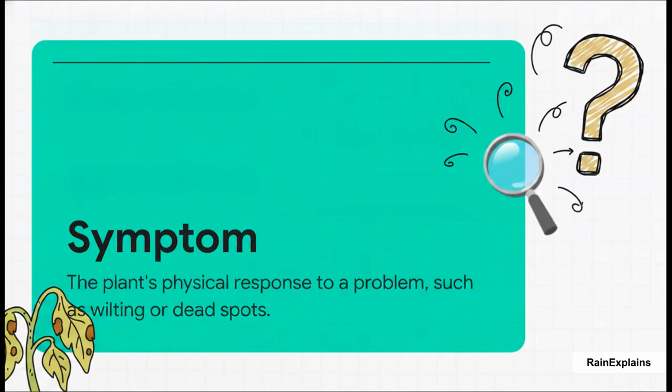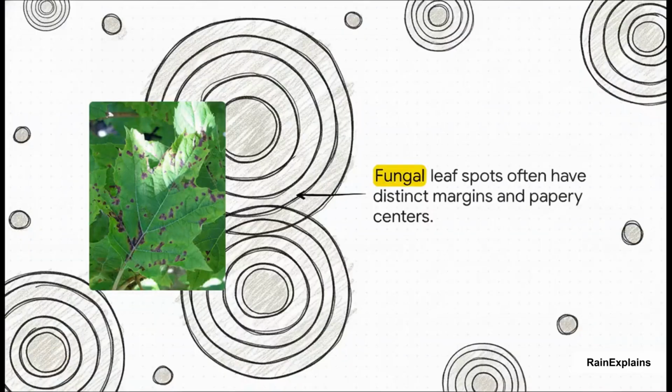All right, to really level up our detective skills here, we absolutely have to nail the difference between two critical terms, symptoms and signs. A symptom is simply the plant's physical response to a problem. Wilting, yellowing leaves, stunting, dead spots, those are all symptoms. It's the plant basically waving a flag saying, hey, I'm under attack. A sign, on the other hand, is the actual physical evidence of the pest or pathogen itself. This is your smoking gun. It could be the insect itself, cast skins, bug droppings, which we call frass, or the fuzzy little spores of a fungus.